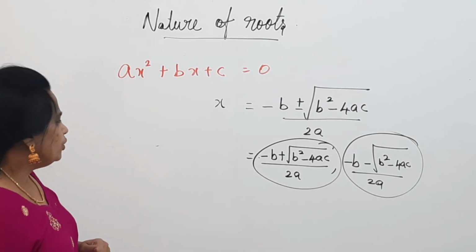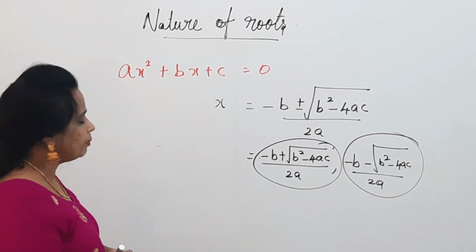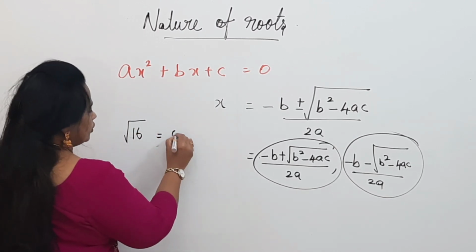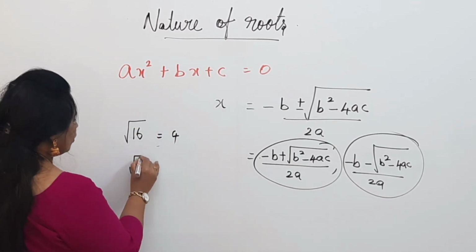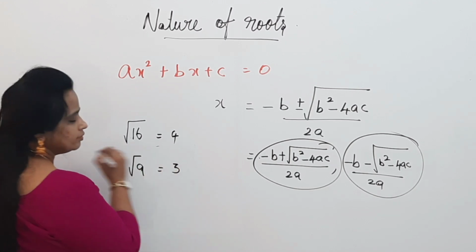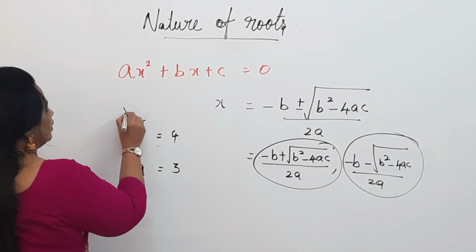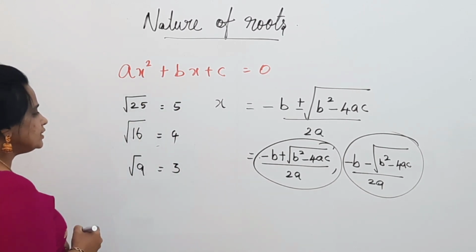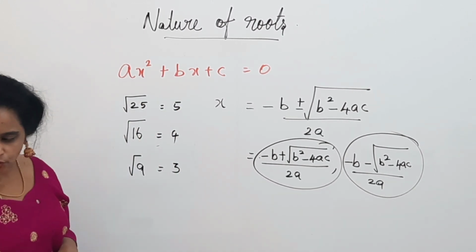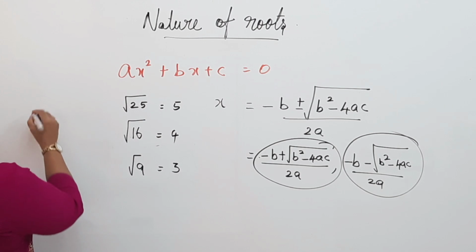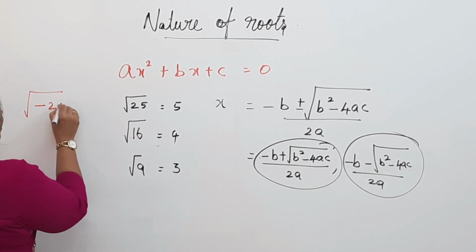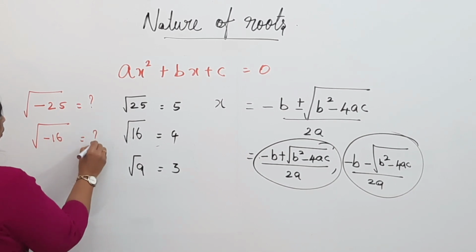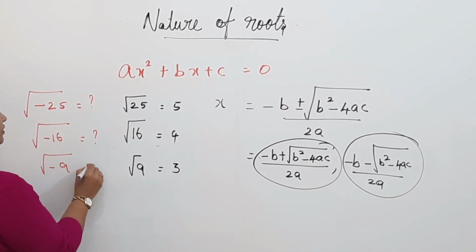Now I tell you, you must be knowing, I'll give you the example before that. You must be knowing square root of 16 is equal to 4 and square root of 9 is equal to 3 and square root of 25 is equal to 5. Yes. Now can anyone tell me what is the square root of minus 25? And square root of minus 16 or square root of minus 9?